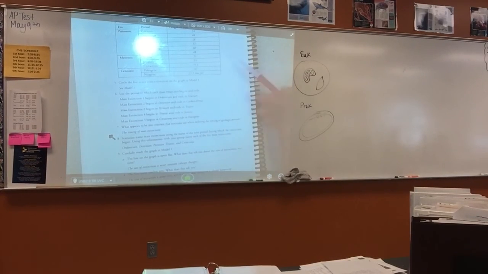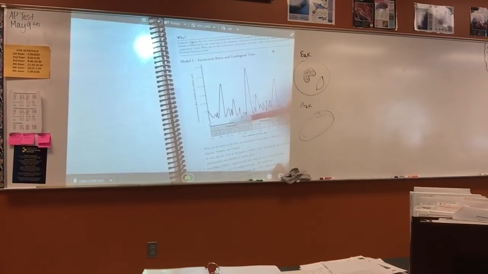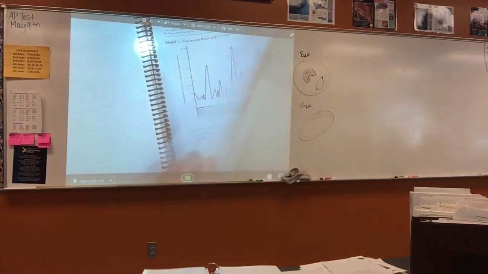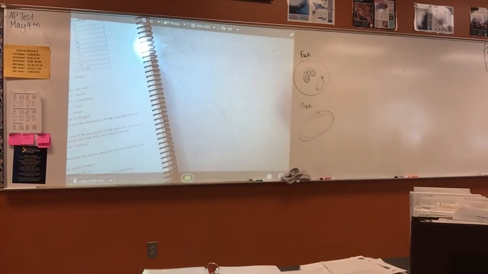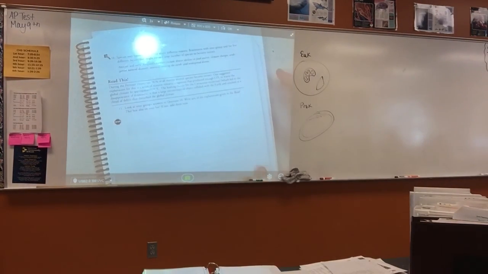The line is never flat for number 9. What does this tell you about the rate of extinctions? That the rate of extinction is never the same; it's constantly changing. The second part of number 9 says that it never goes down to 0. The rate of extinction never goes down to 0. What does that mean? That there's extinction always happening, all right? And so it never goes down to 0.